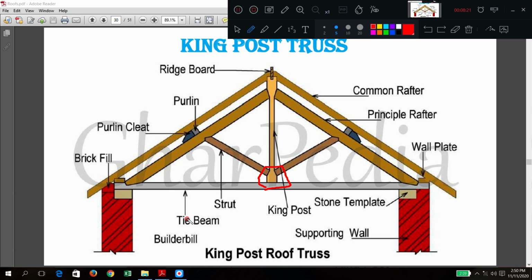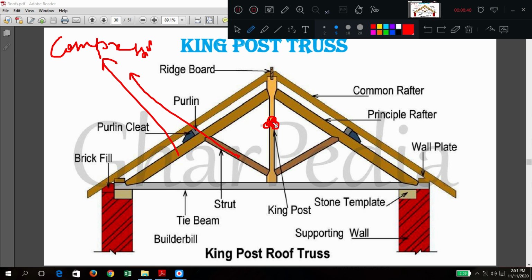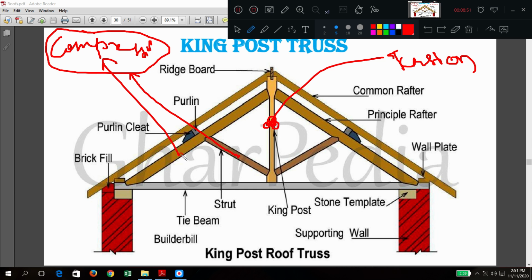And here what are the different types of forces there? Principal rafters and struts. These two are in compression. Very important term. These two are in compression. And king post, what is this king post? King post is always in tension. So very important, you should mark the members and their forces.